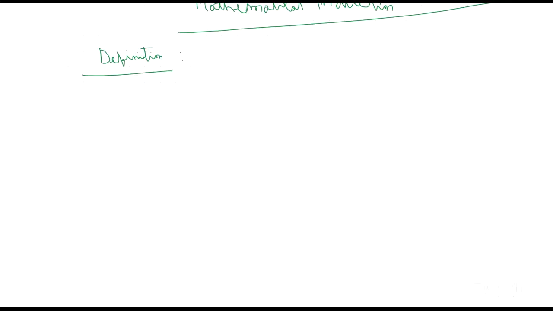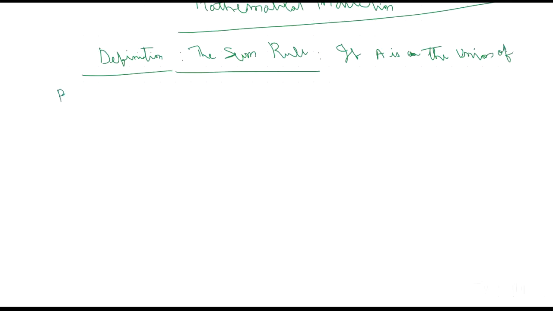So the sum rule. If A is a union of pairwise disjoint sets, pairwise disjoint sets.